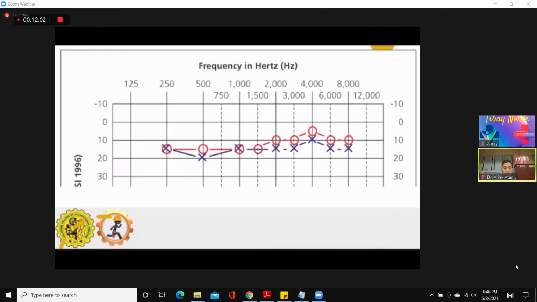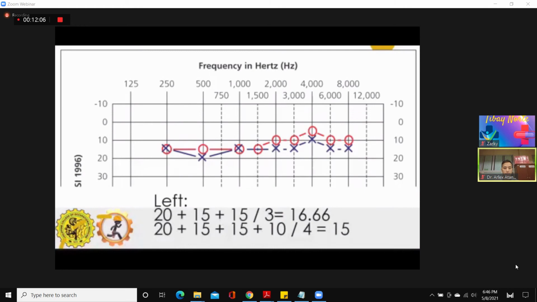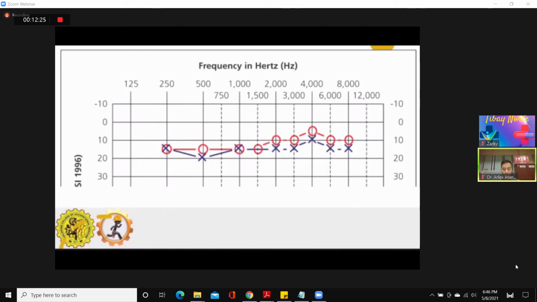Three, two, one. For the left ear, 20 plus 15 plus 15 divided by 3 is 16.66. Or 20 plus 15 plus 15 plus 10 divided by 4 equals 15. So both ears are within normal hearing. Now after computing that, what do you do with the results?